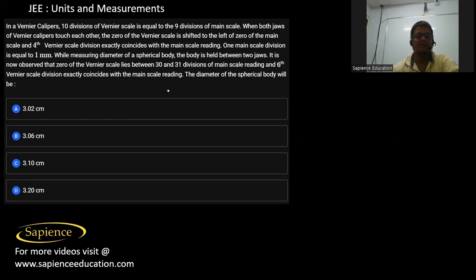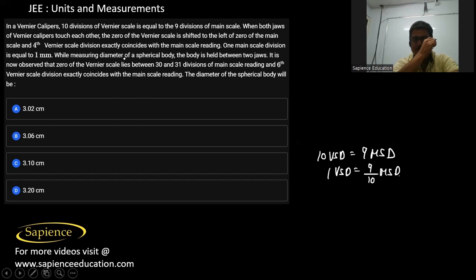Then it is told that in a vernier caliper, 10 divisions of the vernier scale are equal to 9 divisions of the main scale. So 10 vernier scale divisions are equal to 9 main scale divisions. So 1 vernier scale division is equal to 9 by 10 main scale divisions. When both jaws of the vernier calipers touch each other, the 0 of the vernier scale is shifted to the left of the 0 of the main scale, and the fourth vernier scale division coincides exactly with the main scale reading. One main scale division is equal to 1 millimeter.